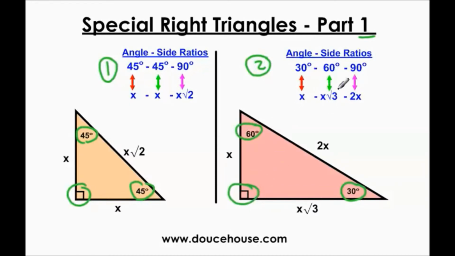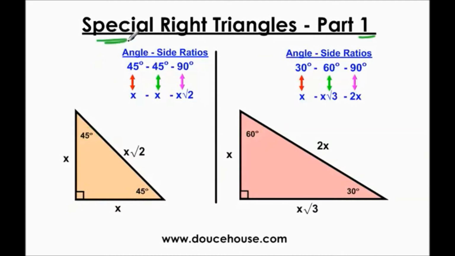And so every 30-60-90 triangle, you're always going to have a 30, a 60, and a 90 degree angle in the triangle. Now these are called special right triangles because there's a special angle-side ratio between the sides and angles. And so this 45 degree angle, these are the angles here. And then these x, x, and x square root 2 are representing the side lengths. So these are sides.